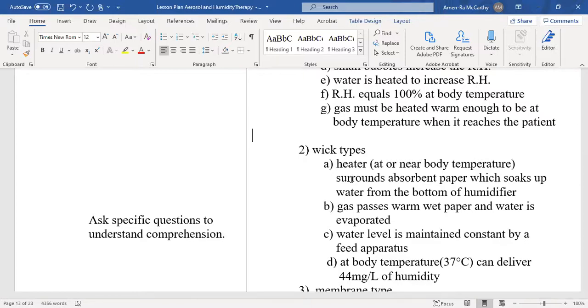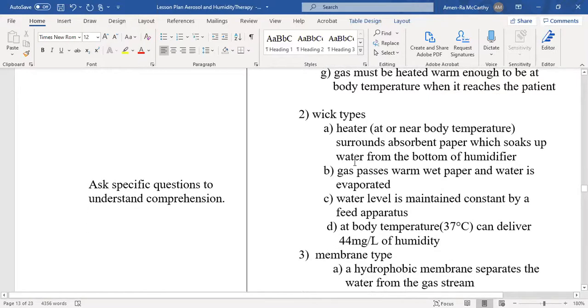If you don't have the wick type, you have the membrane type, which is the same thing, except it's a little paper membrane at the bottom that sits on top of the water. That paper will suck up the moisture from the water, and as the gas passes over, it picks up the moisture from the paper, all right? These are older type humidifiers, okay? So that's the wick type with the two little wick stems that go down in there.